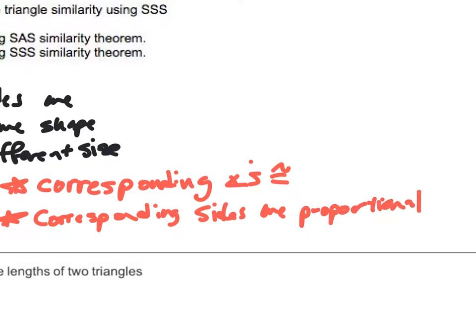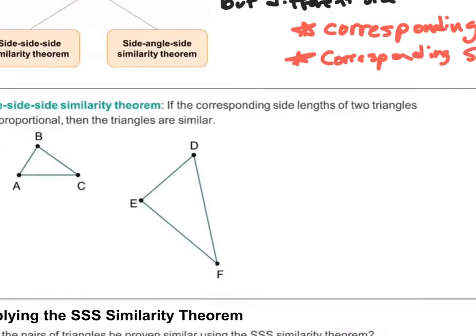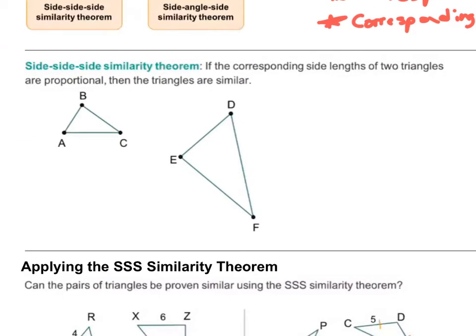All right, so what I know about that is when I say sides are proportional, that means that fractions are equal, okay? That means that we have equal fractions, all right? And you'll see what I mean by that, okay? So equal fractions.